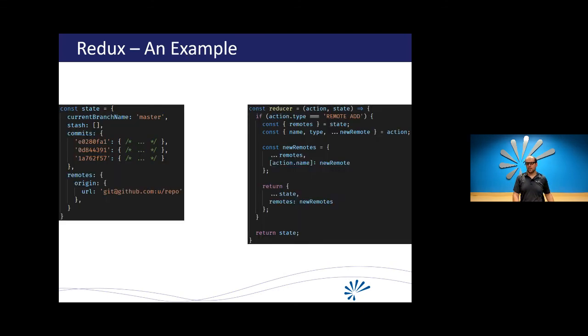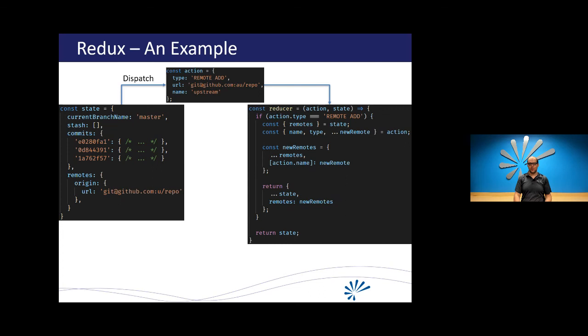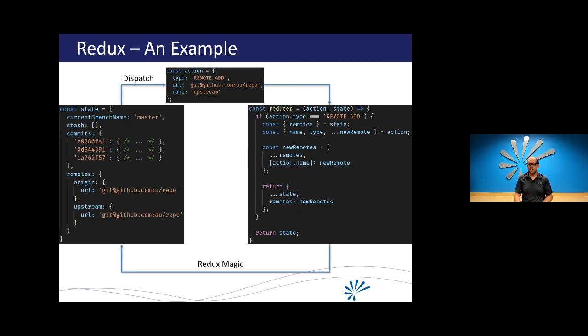So a quick example, Git, it works really well. Your Git repository has a state. It's got branch names, stashes, commits, remotes. You could dispatch an action such as add a remote, and you pass data along with that action. Our reducer looks at it and says, hey, if this is a remote add action, then we're going to take the remote, create a new remote, and return the new state with that remote. And through Redux magic, the state will update, and now all of a sudden your Redux state will have 2 remotes. It's really, really simple. It's deceptively simple. It works very well.